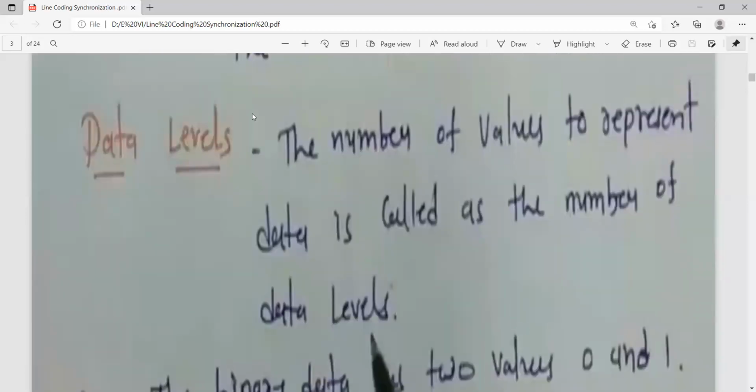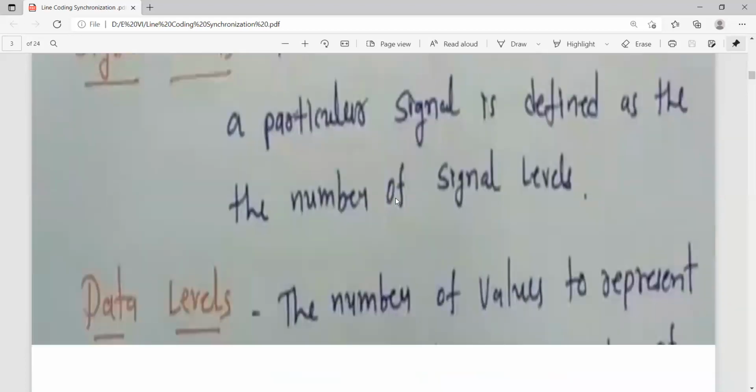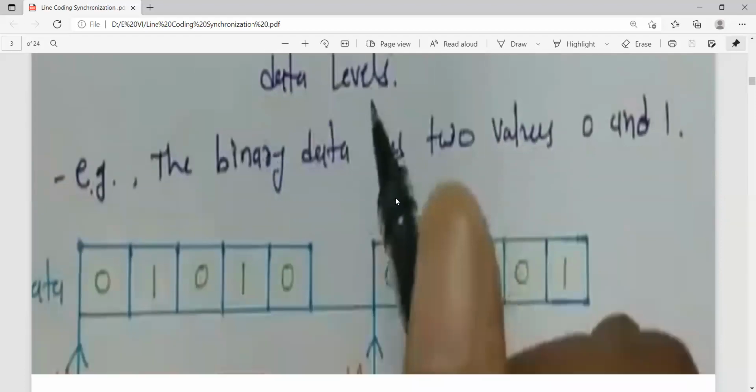Whereas the data levels means the number of values to represent data. Normally the data will be represented in two formats only, that is 0 or 1. So the number of values to represent data is called the number of data levels. Okay, these are the definitions of signal levels and data levels.